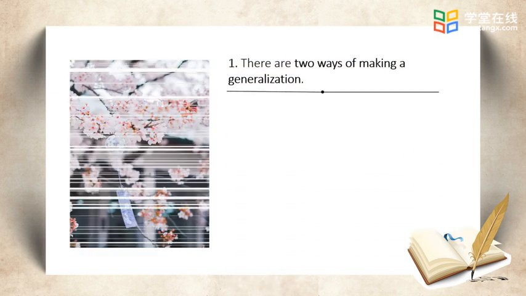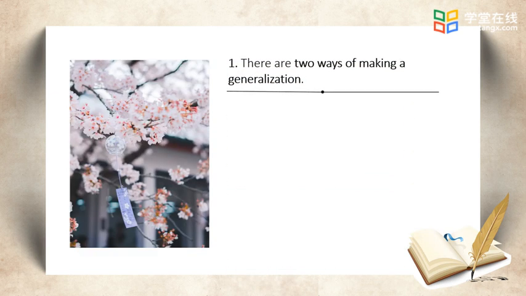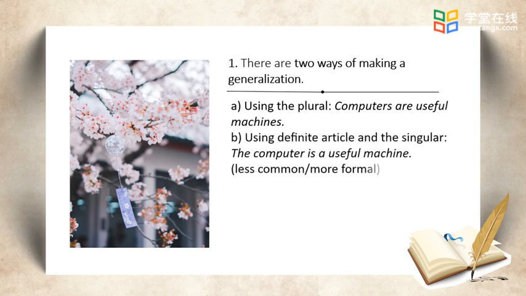Language focus. Number 1. There are 2 ways of making a generalization. A. Using the plural. For example, computers are useful machines. B. Using the definite article and a singular noun. For example, the computer is a useful machine. This usage is less common, but more formal.